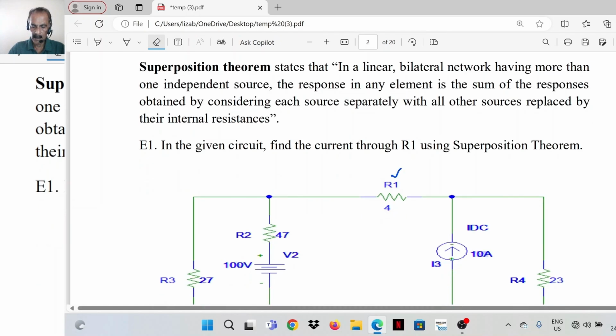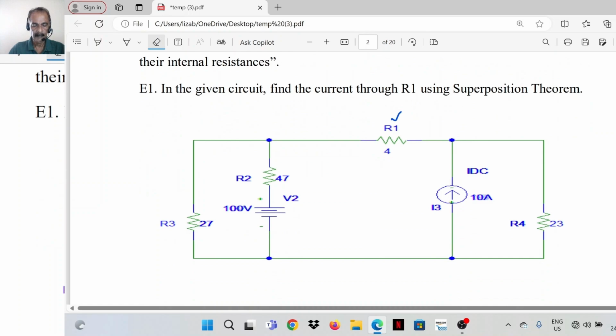So let's consider this circuit. Now, in this circuit, there are two independent sources. And before that, it is a linear circuit. That means current variation is proportional to voltage variation. And bilateral, the performance of the circuit is same in the forward as well as in the backward directions. So this circuit has got two independent sources, one 100-volt source and one 10-ampere source.